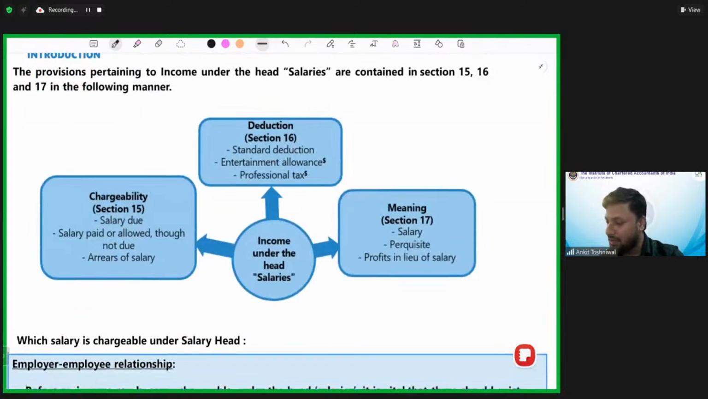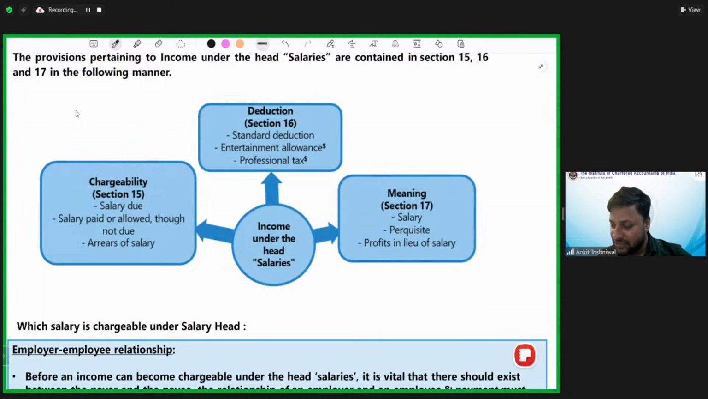So here it is. Section 15 is the charging section. Section 16 is deduction. We will study it in the coming session. Section 17 is the meaning of salary, the meaning of perquisite. What is perquisite? We will study that further in the coming sessions, and profit in lieu of salary, that we will also cover in further sessions. So there are 3 major sections that we will study under this head: 15, 16, and 17.